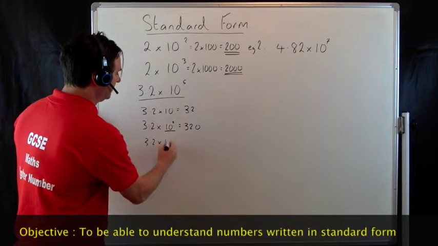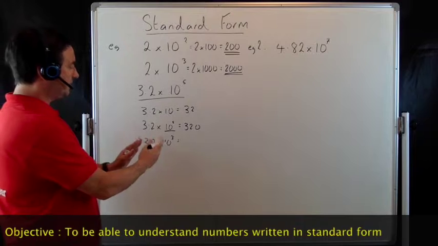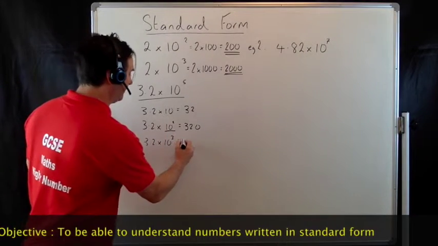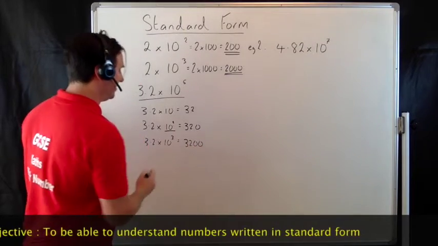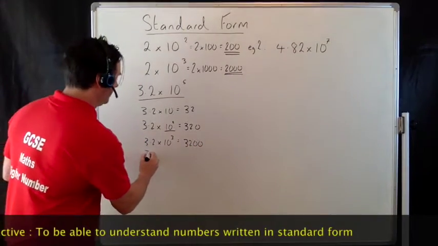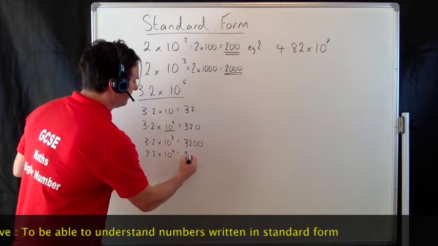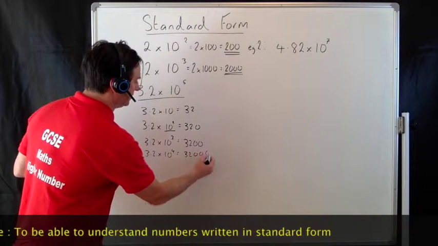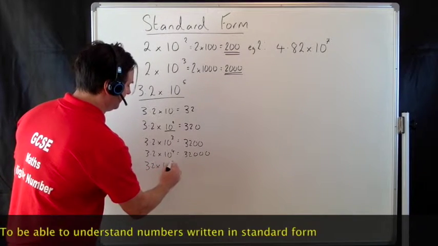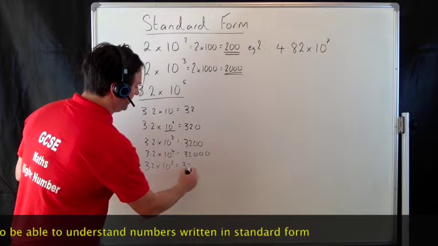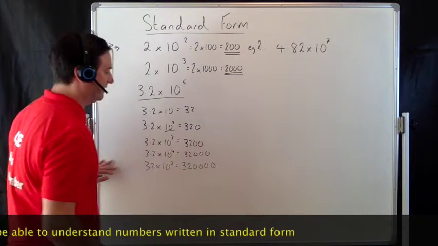Going one stage further, times it by 10 to the 3, we're moving the digits three places to the left. So we get 3, 2, 0, 0. And then 3.2 times 10 to the 4, 3, 2, 0, 0, 0. So finally, 3.2 times 10 to the 5 is going to be 3, 2, 0, 0, 0, 0.